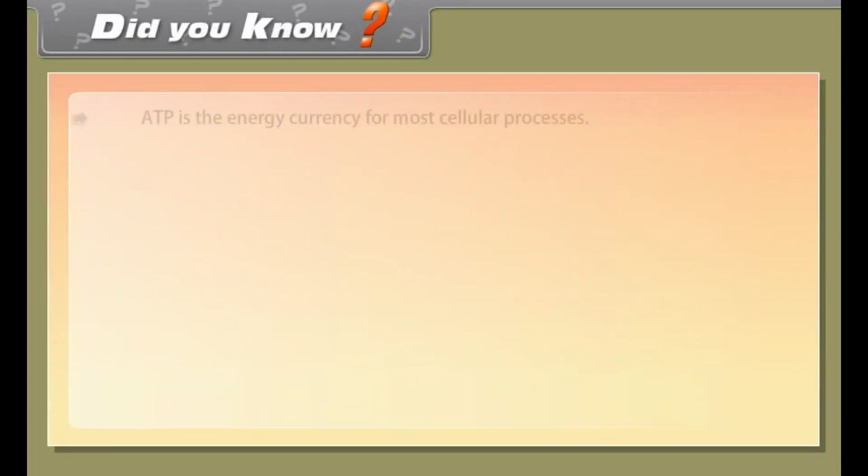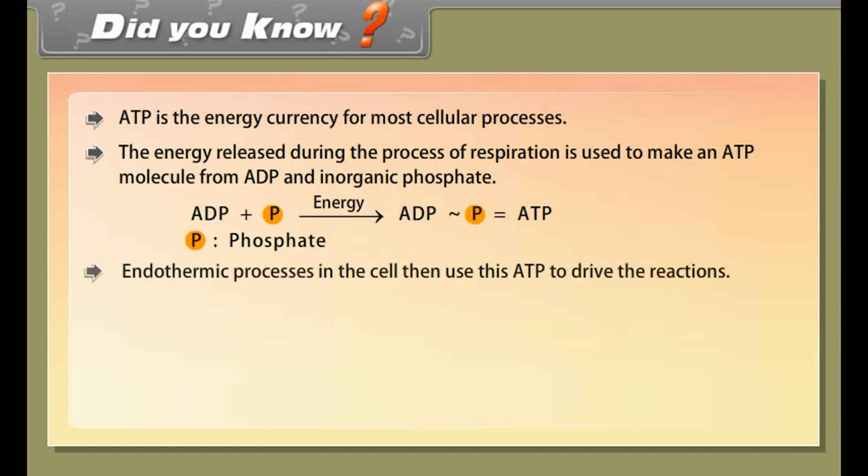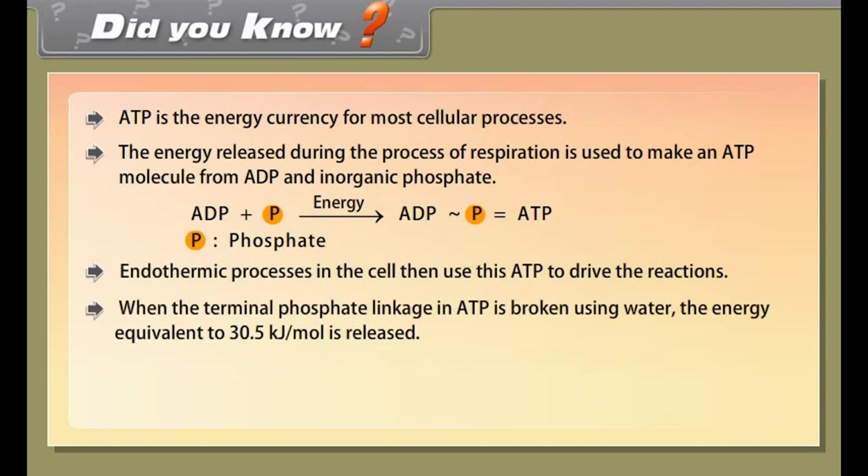Did you know ATP is the energy currency for most cellular processes? The energy released during the process of respiration is used to make an ATP molecule from ADP and inorganic phosphate. Endothermic processes in the cell then use this ATP to drive the reactions. When the terminal phosphate linkage in ATP is broken using water, the energy equivalent to 30.5 kJ per mole is released.